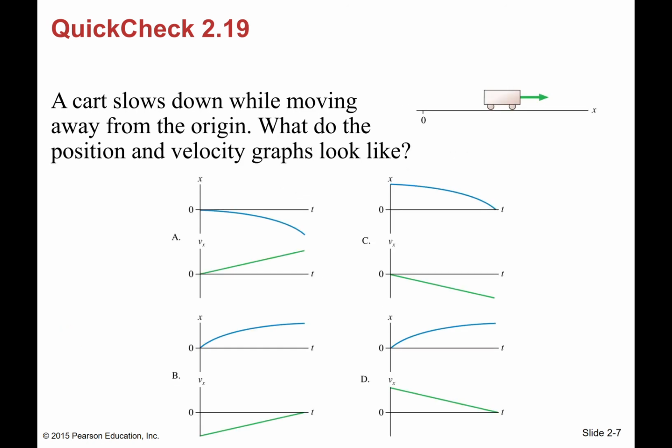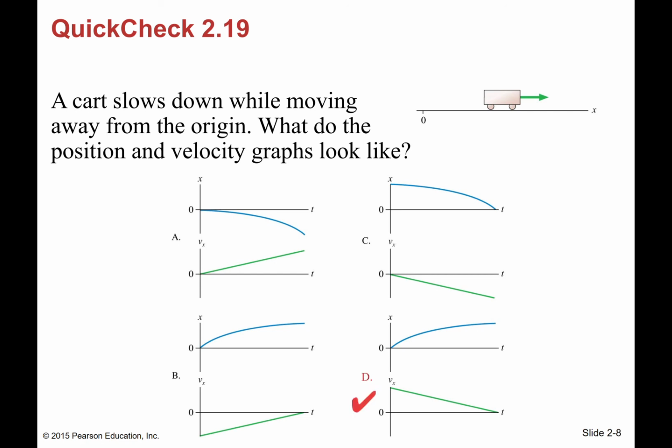So let's do a final question here. We have a car that slows down while moving away from the origin. So it's moving that way, but it's slowing down. What do the position and velocity graphs look like? Take a minute to answer this question.